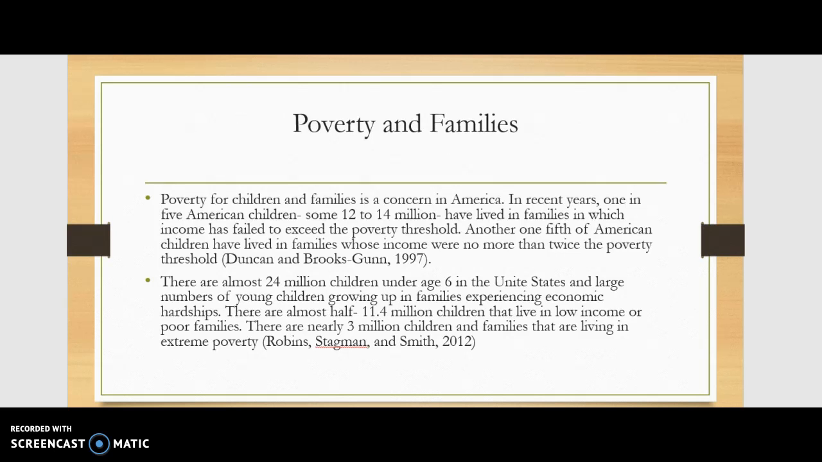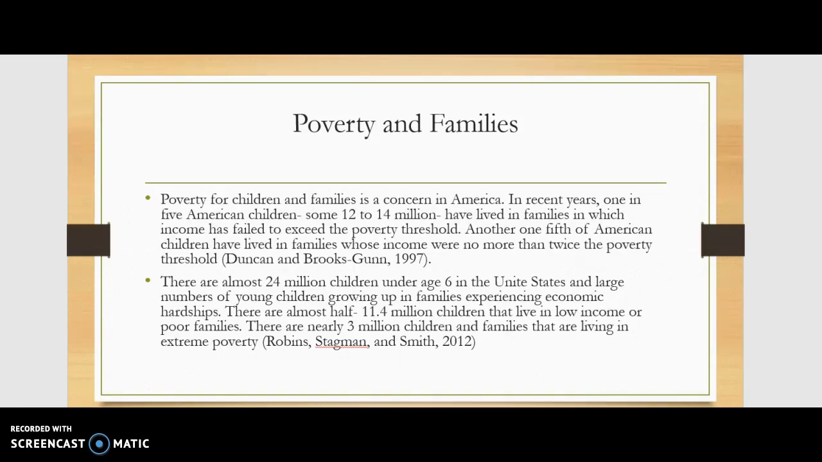In recent years, 1 in 5 American children, so 12 to 14 million, have lived in families in which income has failed to exceed the poverty threshold. So 1 in 5 American children have lived in families whose incomes were no more than twice the poverty threshold. That's according to Duncan, Brooks, and Gunn, 1997.